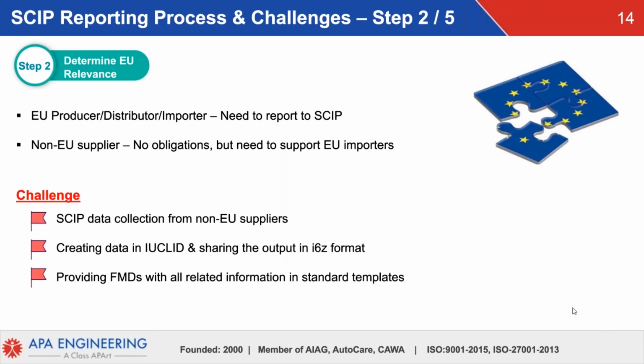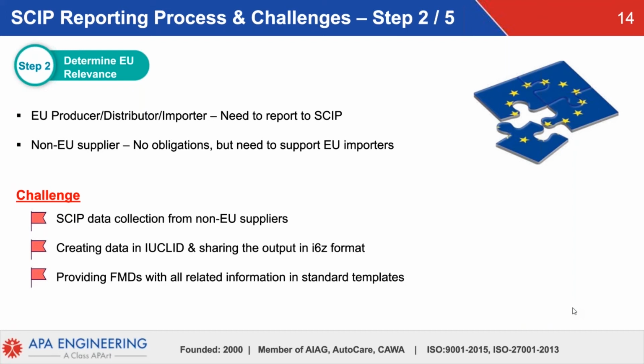In step 2, from the previous step 1, if one has identified the SVHC present, the step is determining the EU relevance. Any producer, distributor, or importer who sells in the EU has the legal obligations to report in the SCIP database. For non-EU suppliers, even though there are no legal obligations to report in SCIP directly, however, they must support their EU importers with the required certificate of compliance or FMDs. For the non-EU supplier, the direct customer is not in the EU, and if at least any one of the downstream customer chains is in the EU, still the non-EU supplier must be prepared to supply the required details.